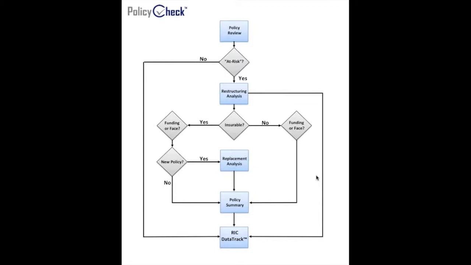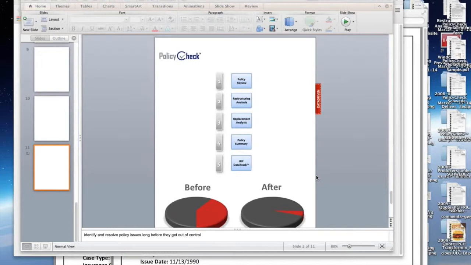So the final objective is through the 5 components of the policy check system. The before represents the policies that are at risk in the database for the trustee, and the after is, conceptually, we want to reduce or minimize your risk so that there are significantly fewer policies that are problematic.